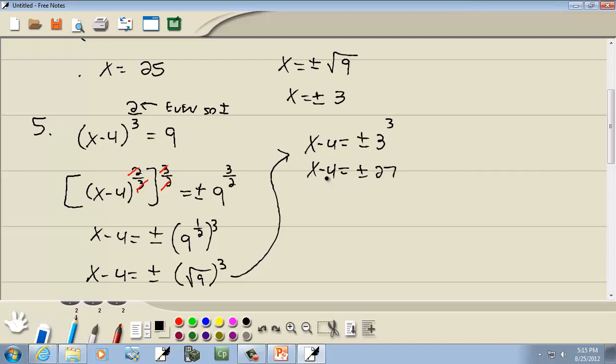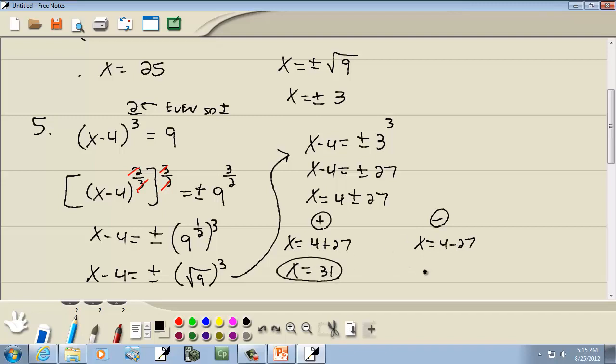Now we're going to solve for x. I'm taking the 4 over. And we get 4 plus or minus 27. Now here it's beneficial for us to split it into two separate pieces. So we're going to have x is equal to 4 plus 27, and x is equal to 4 minus 27. So x is going to equal 31, and x is going to equal negative 23.